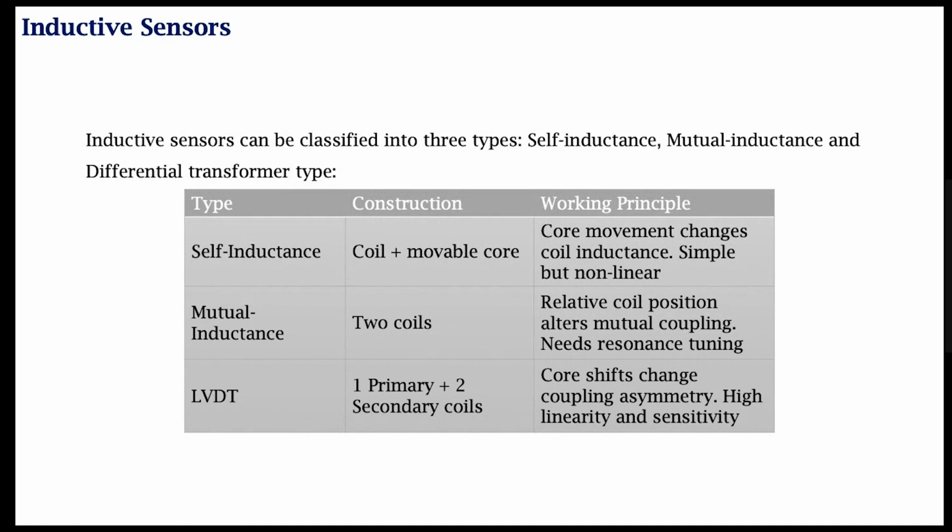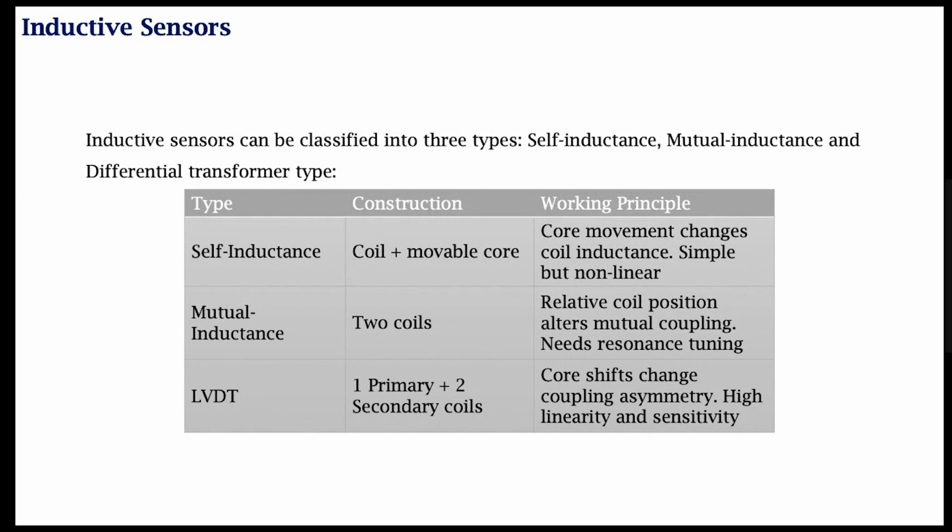Now, self-inductance based sensors usually have a coil and a core that is moving, a movable core. Now, if the core is moving, then it causes a change in the inductance. The construction is relatively simple. But the problem is that the relationship is not linear.